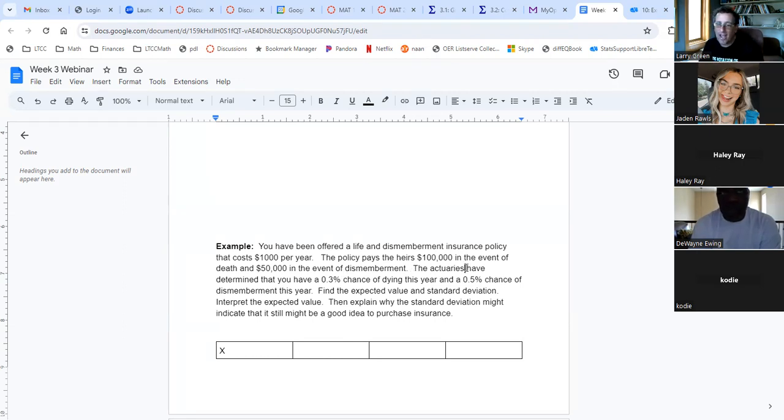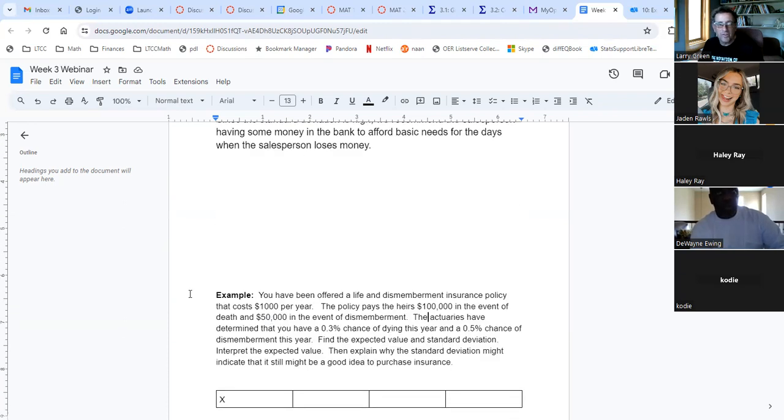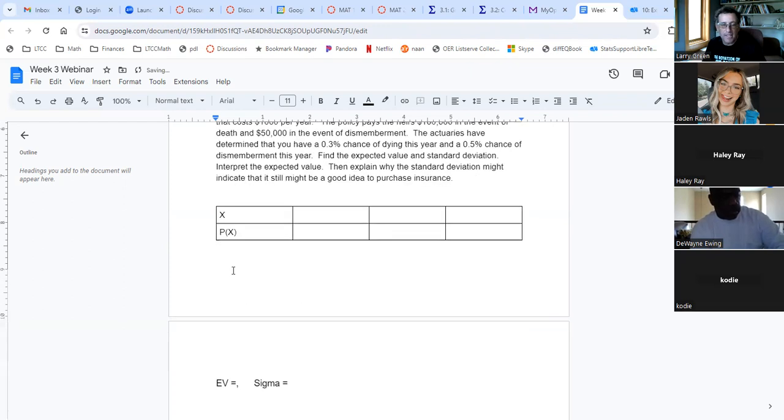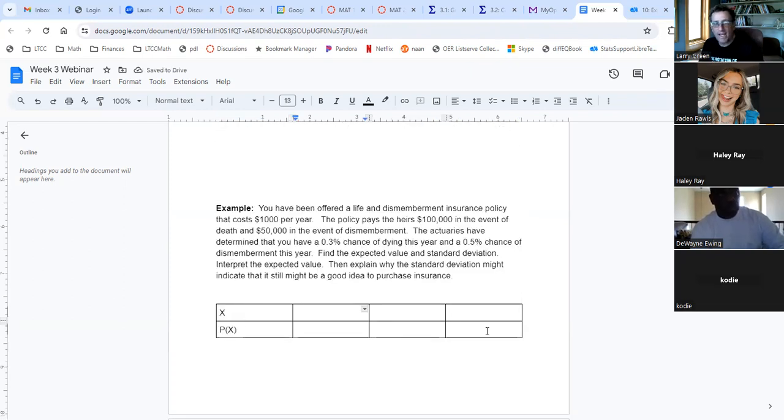The actuaries are the people who decide what percent chance things will happen. So the actuaries have determined that you have a 0.3% chance of dying this year and a 0.5% chance of dismemberment this year. Find the expected value and standard deviation and interpret the expected value. Then explain why the standard deviation might indicate that it still might be a good idea to purchase insurance. So what we're going to do is same idea. We're going to write x and p of x.